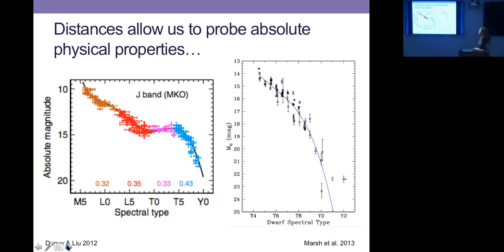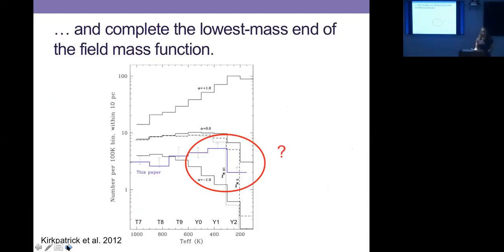Additionally, if we take a closer look at a paper from Marsh et al. in 2013, and this time look at absolute H band magnitude, you can again see that as you move into the Y dwarf regime, the absolute magnitudes are just really dropping off. But there is this really big unknown space here, and we don't really know what kinds of physical parameters we're probing. And then with these physical properties, once we can determine a temperature or some kind of proxy for a mass, we can start to look at the low mass end of the field mass function and characterize the shape of it.